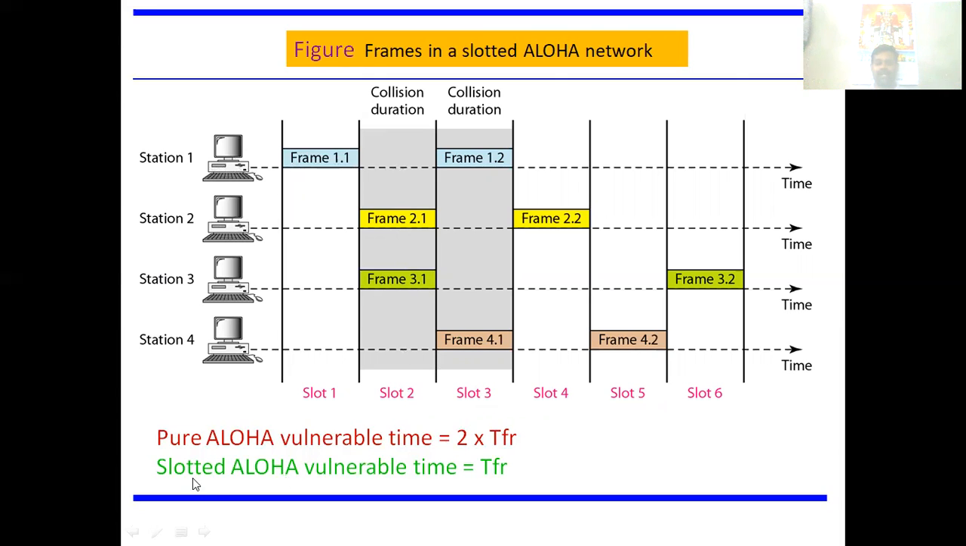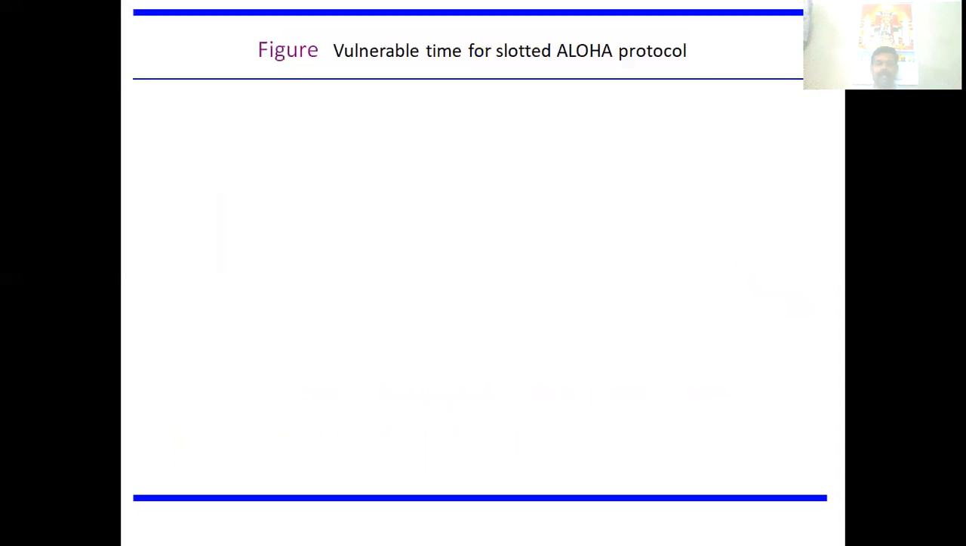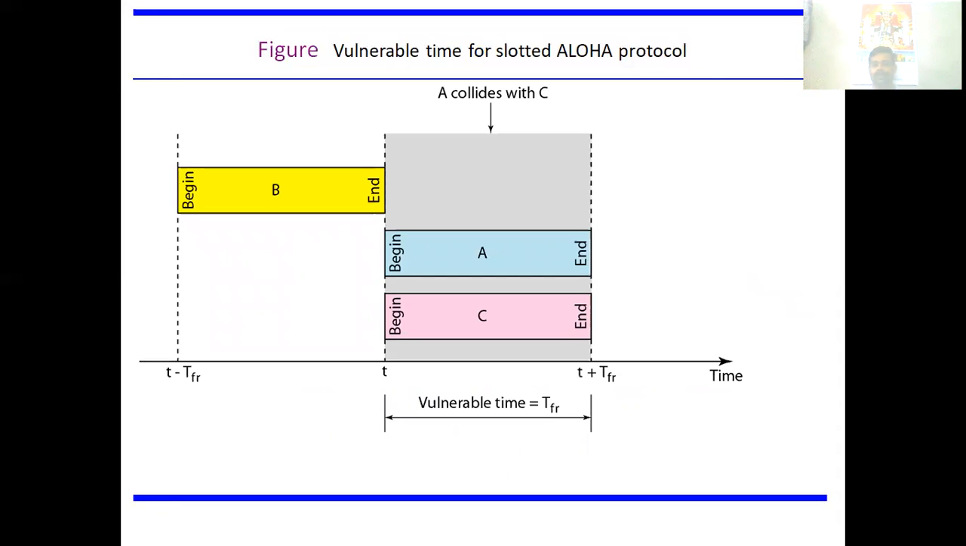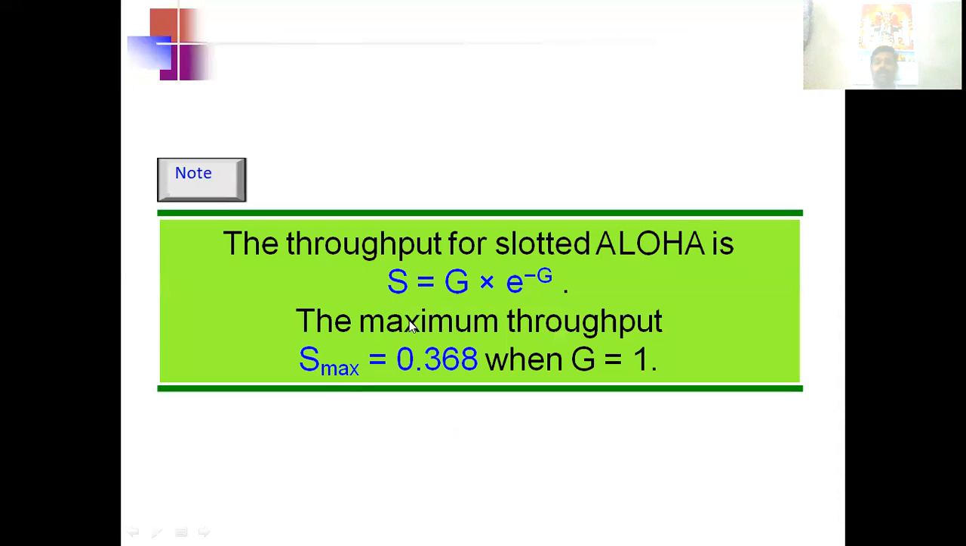In slotted Aloha, the vulnerable time is Tfr, but in the case of pure Aloha, it is 2 times Tfr. Now, the throughput of slotted Aloha is S = G * e^(-G). When G is equal to 1, the maximum throughput is 0.368.